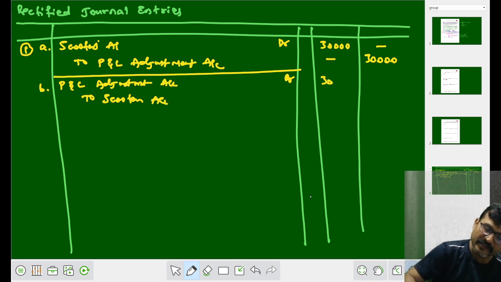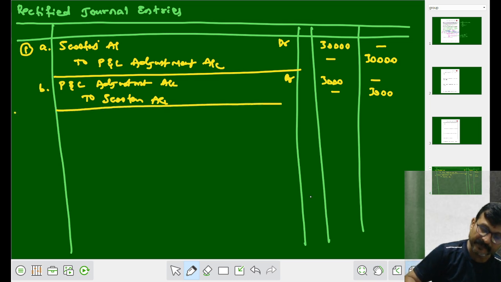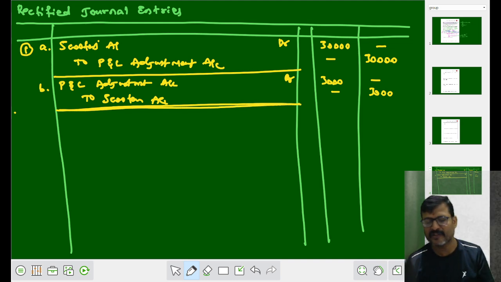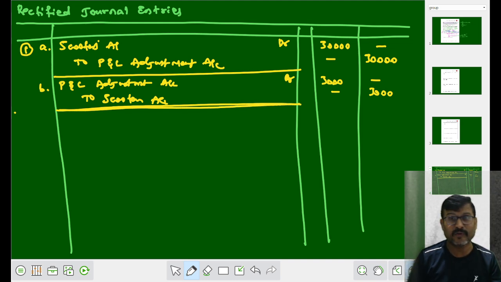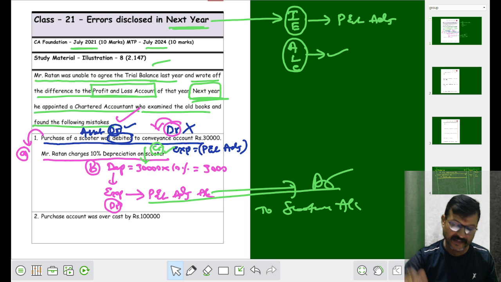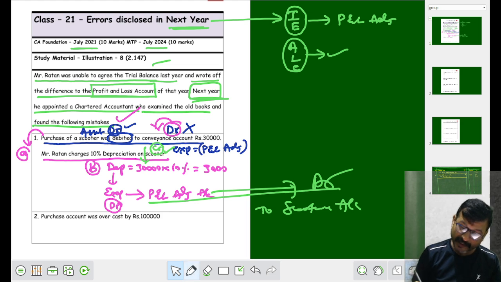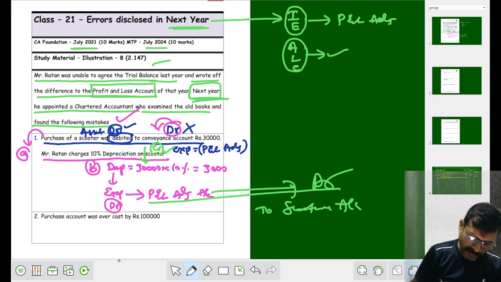How much is it? 3000 dash dash 3000. Being depreciation charged on scooter, because we have to record it, being depreciation charged on scooter. Let me move on to the next concept, my dear kids, students.